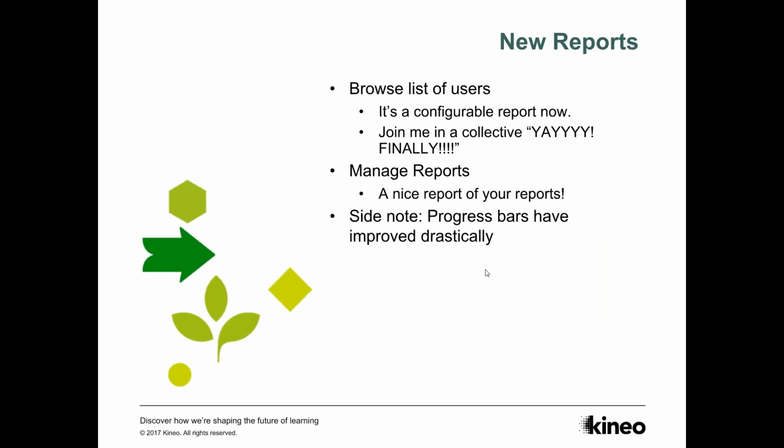And then among the new reports, our browse list of users is now a configurable report. So I'd like you all to join me in a collective yay, finally. That has been long overdue. That used to be an old Moodle screen, and it is now a Totara configurable report. I got a yay in our box. Yes, exactly. So now you can change the columns that you see on that screen, which is fabulous. If you don't want to see some of the information that you see now, you can get rid of it, or you can add things that are truly more relevant to you.